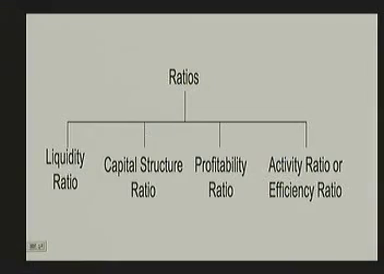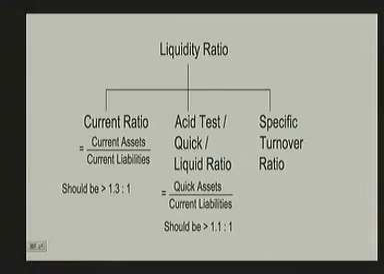So, these four objectives are basically evaluated using different ratios. Now, we will go to each one of them. For example, when it comes to liquidity ratio, you have three types of ratios. The first one is current ratio.